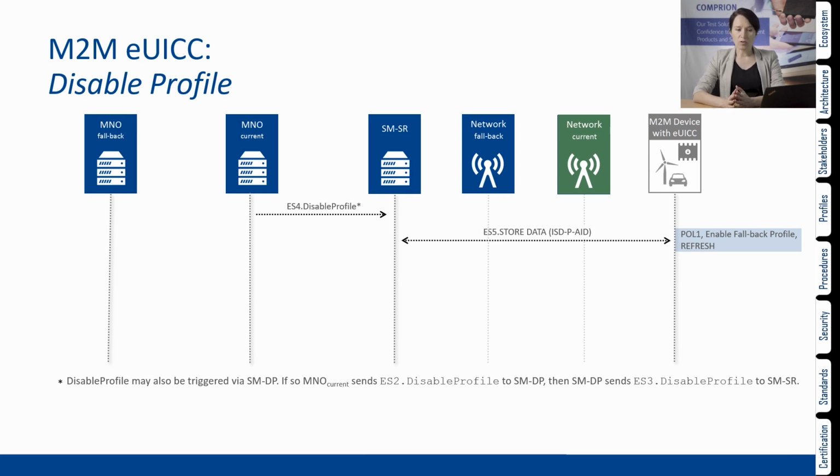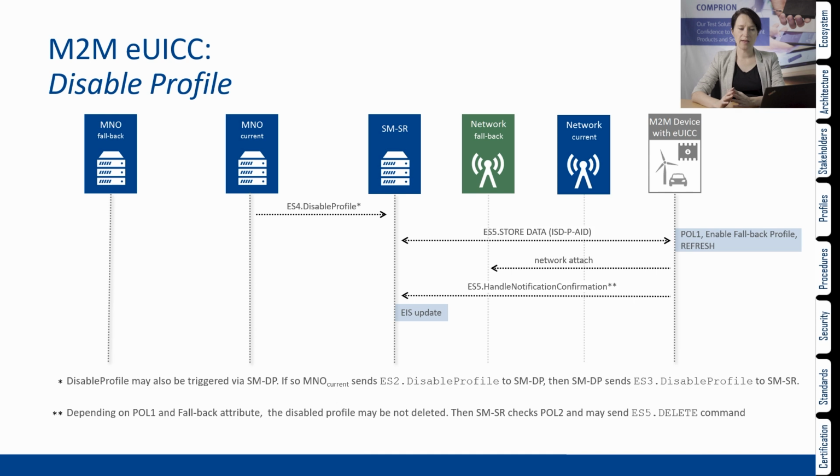Again, policy 1 will be checked on the EUICC, just to check if it is possible to disable the profile. The enable fallback profile will be required as well. So there are 3 steps in this case, not only the policy 1 check and the refresh, and this enabling will be performed. This is not visible. After the refresh, the device attaches to the fallback network, and then the handle notification confirmation will be sent to the SMSR.